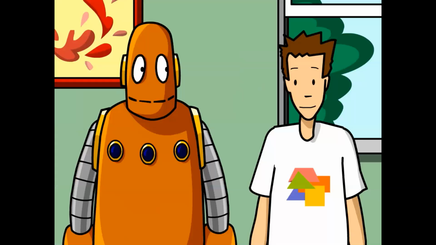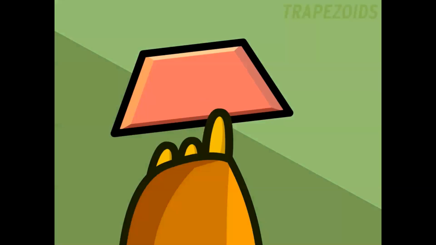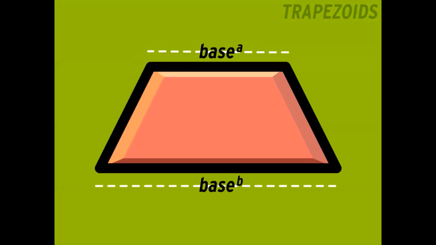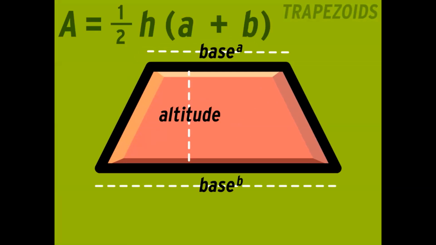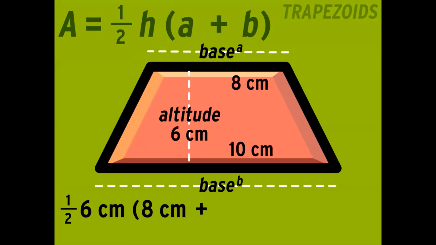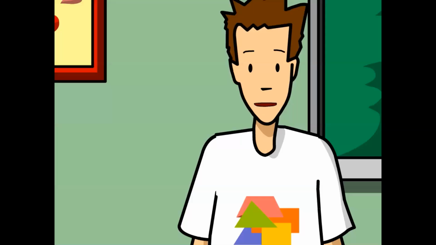Got it so far? That funny-looking shape is a trapezoid. It has 2 bases and an altitude like the parallelogram. You can spot the bases because they're the ones that are parallel to each other. To find the area of a trapezoid, we have to add its 2 bases together and multiply that amount by 1/2 the trapezoid's height. For our trapezoid, the area is 1/2 of 6, that's 3, times the sum of 8 and 10. 3 times 18 is 54, and our area is 54 square centimeters. Some of these shapes may look a little intimidating, but once you know the formulas, finding their areas is pretty easy.